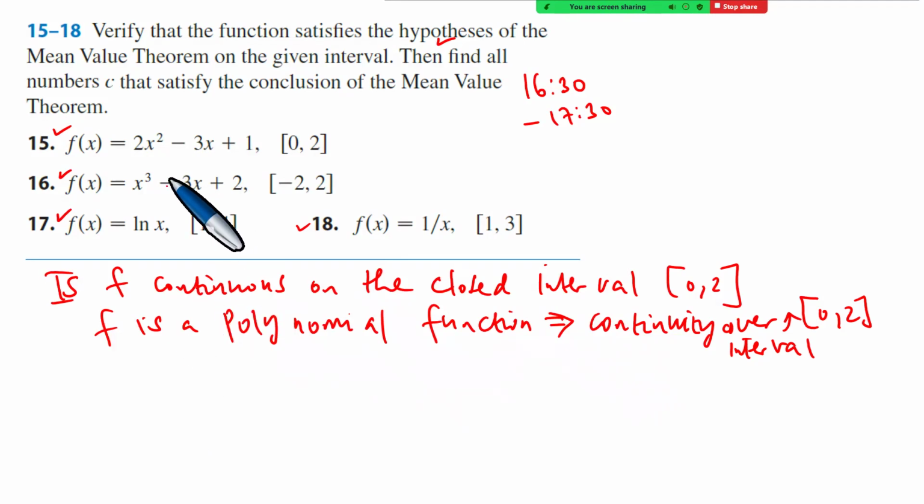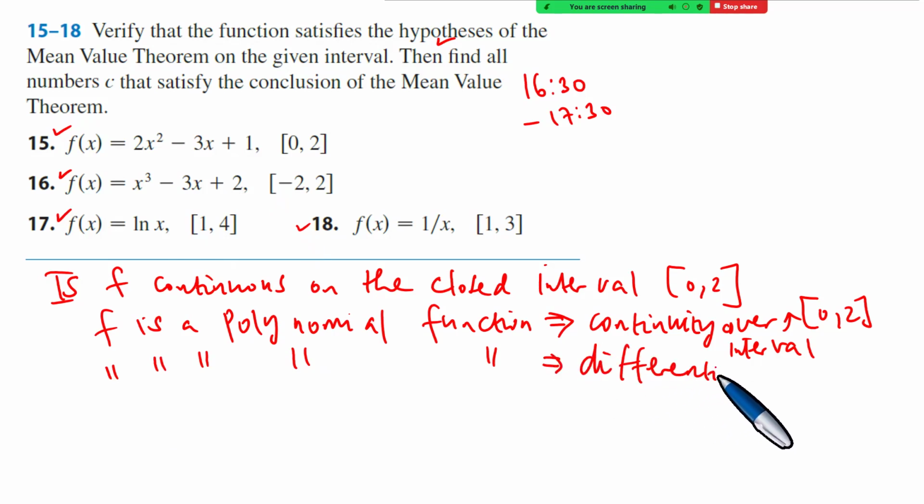Next, is the function f itself differentiable over this particular interval? We investigate this function here. f is a polynomial function, which implies that it is differentiable. All polynomials are differentiable over open intervals, and in this case, between 0 and 2. What would then be the numbers we want here? So we proceed to check on that part together.